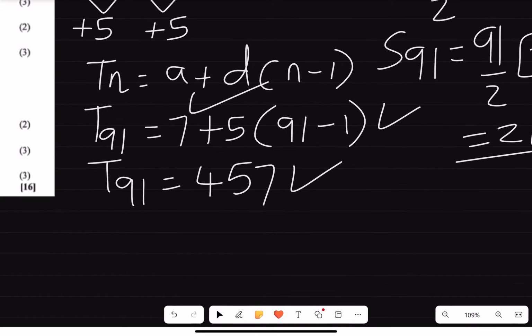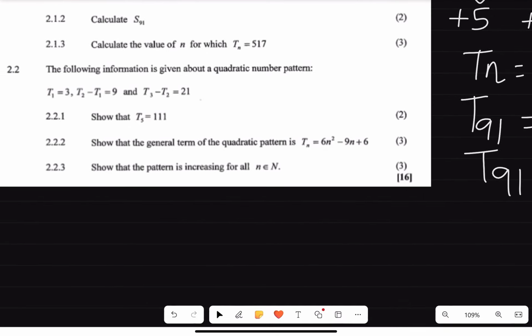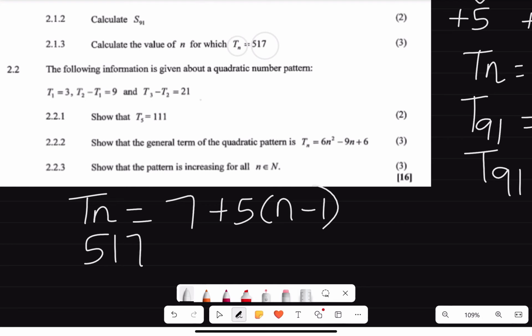All right, now let's check the third question. They say calculate the value of n for which Tn equals 517. Remember we said Tn equals a, which was 7, plus 5 into bracket n minus 1. That is our Tn formula. But here they are telling us that Tn equals 517. So I'm going to replace the Tn with 517 equals 7 plus 5n minus 5. We're filling the 5 in there.